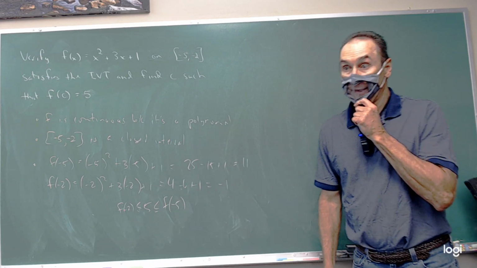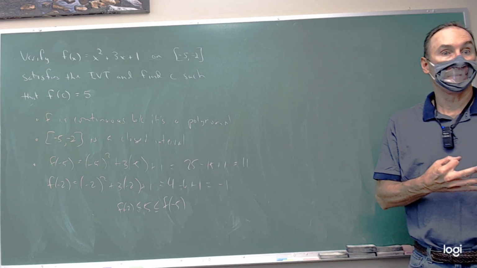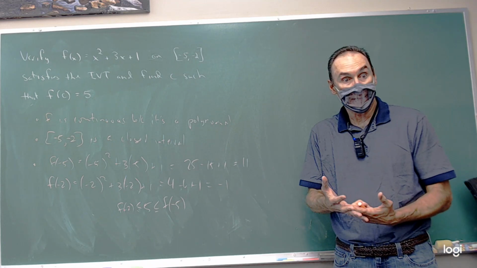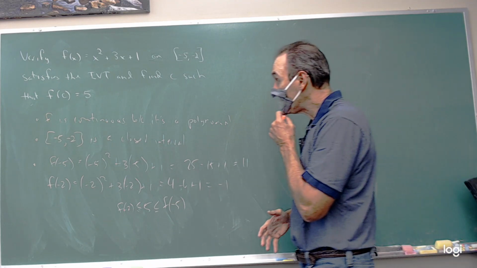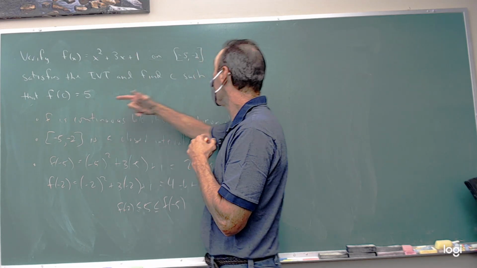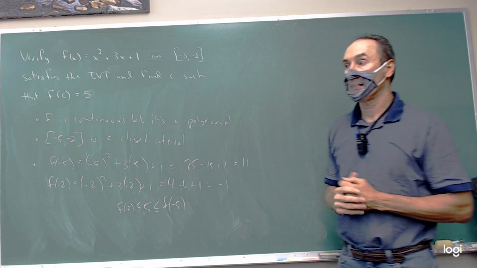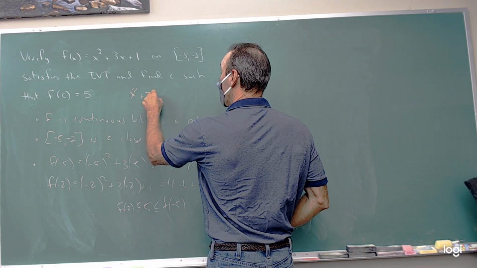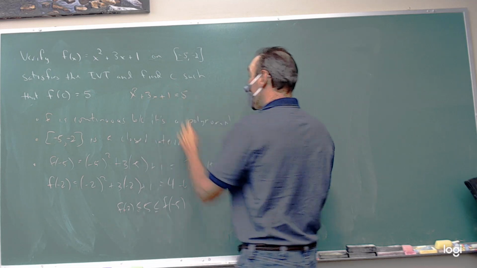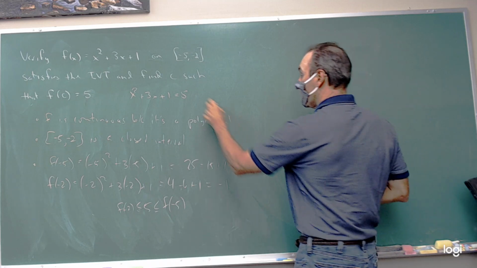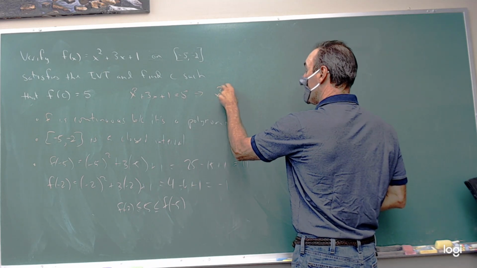So now we have met the three criteria for the intermediate value theorem, which means the intermediate value theorem applies. And the intermediate value theorem says the function must be equal to 5 for at least one value of x on that interval. So now we're going to take x squared plus 3x plus 1 equals 5 and try to solve that. With a quadratic, we're going to make it equal to 0.